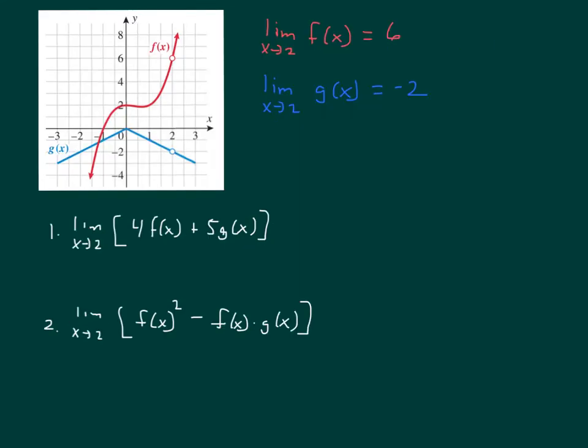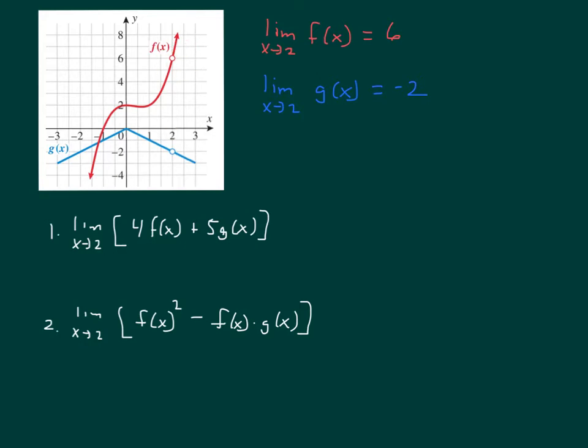Now in this case, what I have is this diagram up here. And I want to go through on this one. We're going to be looking at the limit as x approaches 2 of 4 times f of x plus 5 times g of x. And then the limit as x approaches 2 of f of x squared minus f of x times g of x. Well, what we have to do on this is we have to look and determine what the limit is as x approaches 2. So I'm hoping that as you look at this, you say, oh, here's 2.